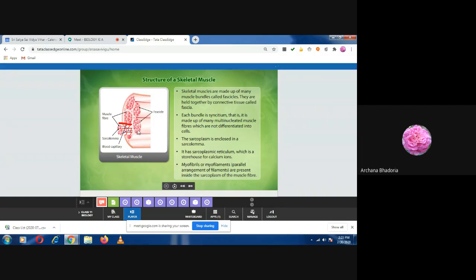And sarcoplasm is enclosed in a sarcolemma. The covering of each muscle fiber is known as the sarcolemma. What is sarcolemma? You can write down: each muscle fiber is enclosed or covered by sarcolemma. Just as the plasma membrane is the covering of the cell, in the same way the covering of the muscle fiber is known as sarcolemma.